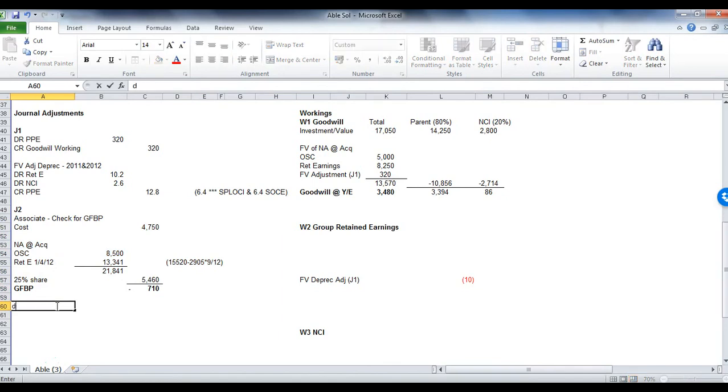So the adjustment here is debit investment in associate and credit group retained earnings. So that'll be 710, 710. And note, this is a current year adjustment, so it will go into the SPLOCI for the 710. So it will go into the associate line in the SPLOCI because it's a gain for a mid-year acquisition.